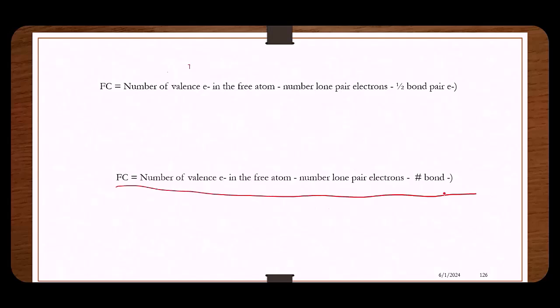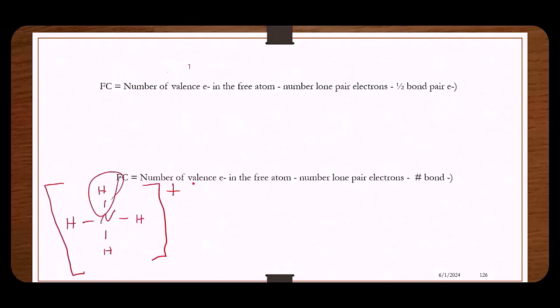So let's run it and calculate a formal charge. Hydrogen has 1 valence electron, it has no lone pair electrons, and it has 1 bond. So we come up with a formal charge of 0. Nitrogen has 5 valence electrons, it has no lone pair electrons, and it has 4 bonds. So we have a charge of positive 1, and we can put that next to the nitrogen, the circle around it. The nitrogen has a positive formal charge.